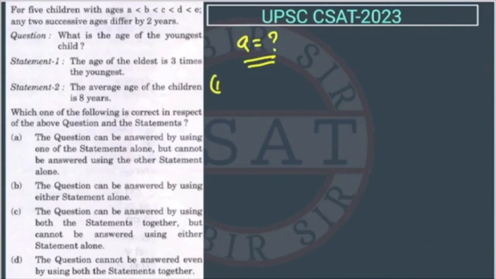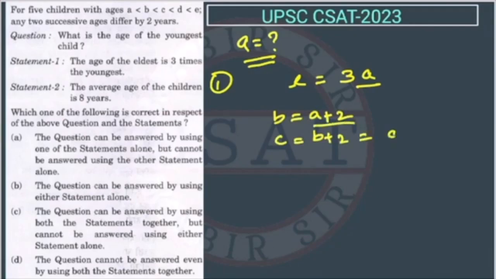Now statement first. The age of the eldest, E, is 3 times the youngest. Right. So now what they have given is that B is A plus 2, right, and C is B plus 2. So C will be A plus 4. So this information is given when they are saying two successive ages differ by 2 years, right. So we also know D is C plus 2. C value we know, so this will be A plus 6.